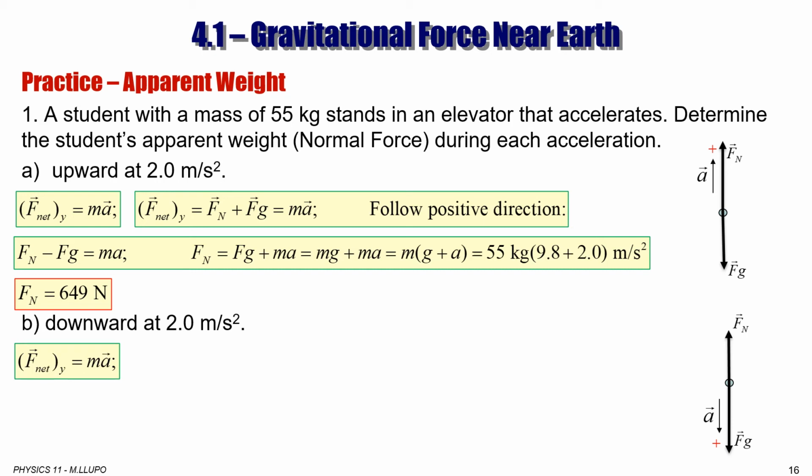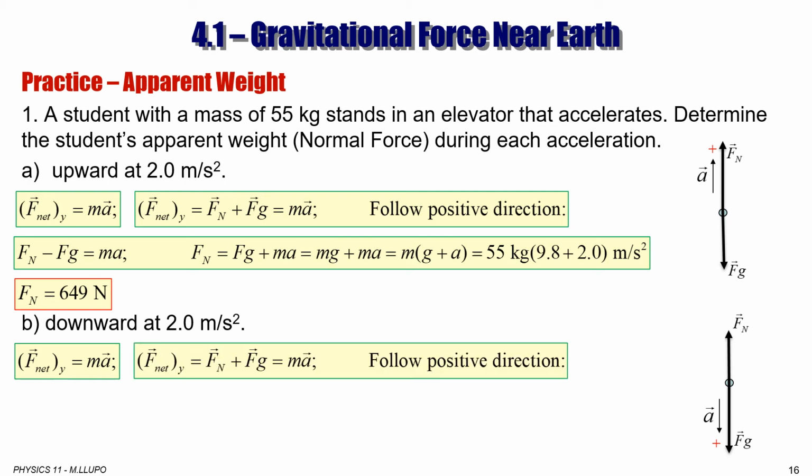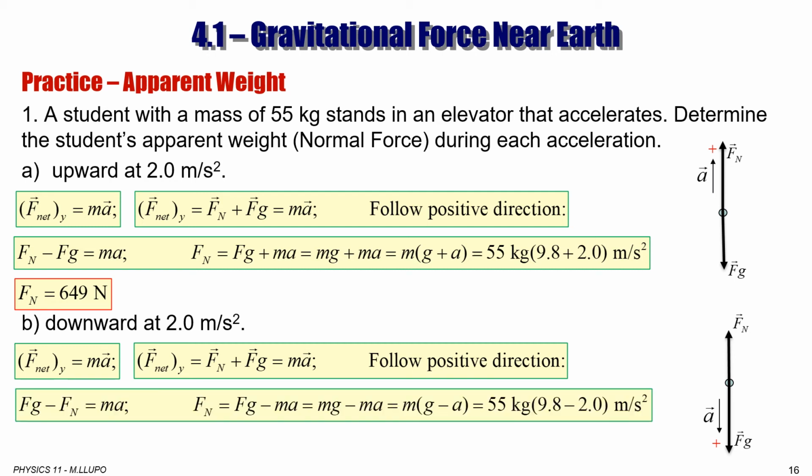We can solve for Fn, which is Fg minus ma. So Fg is mg, minus ma. We factor m, g minus a. Then we can plug in numbers: 55 kilograms times 9.8 minus 2, that is 429 Newtons. If you take a look, with acceleration upward, you feel heavier, and with acceleration downward, you feel lighter than normal. But what is normal?